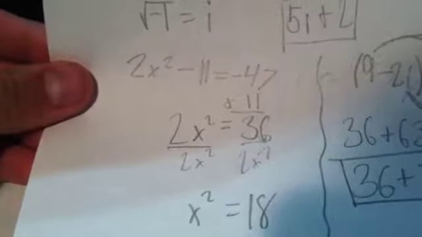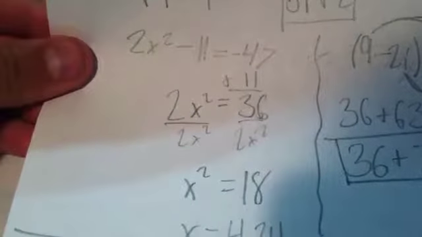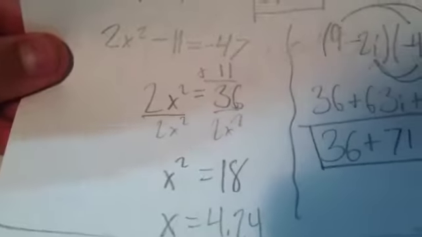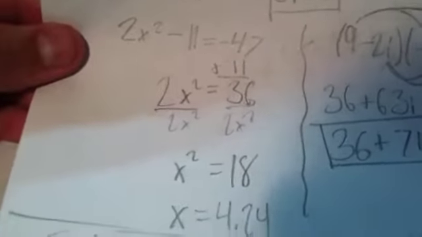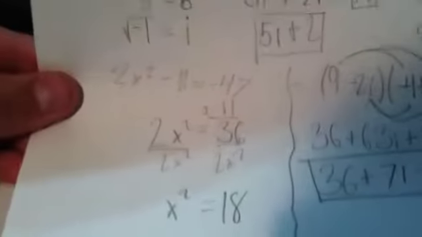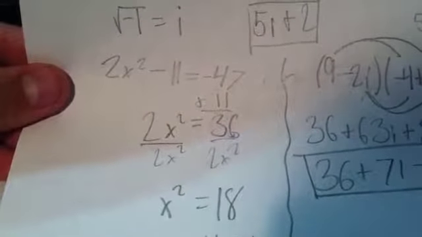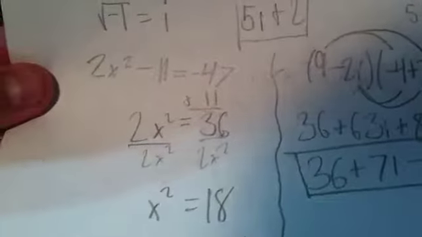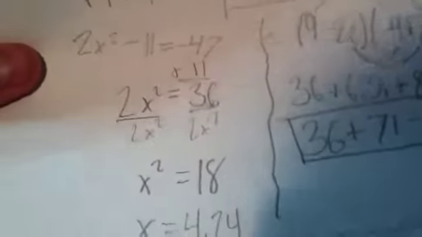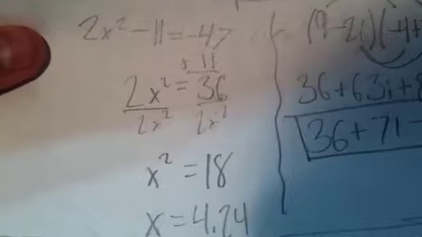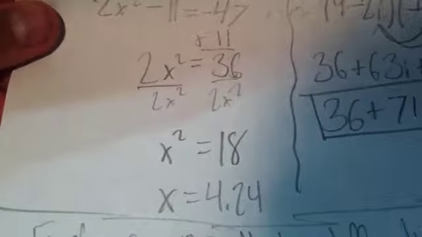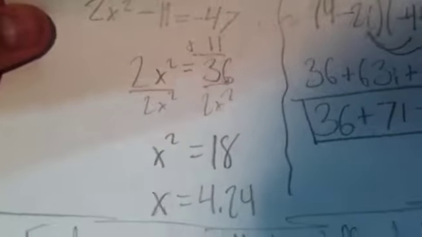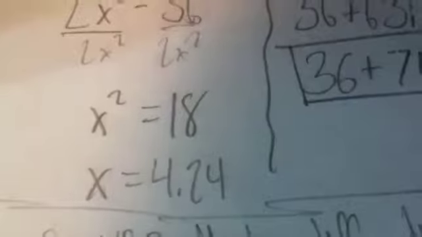This one, we got 2x squared minus 11 equals -47. We're going to use easy little algebra doohickeys, and we're going to take the 11 and add it to -47, but it's pretty much like subtracting 11 from a positive 47. We get 36, and we do our division with 2x squared. So 36 divided by 2 first is 18, then we take the square root of 18. I used a calculator, I got 4.24.